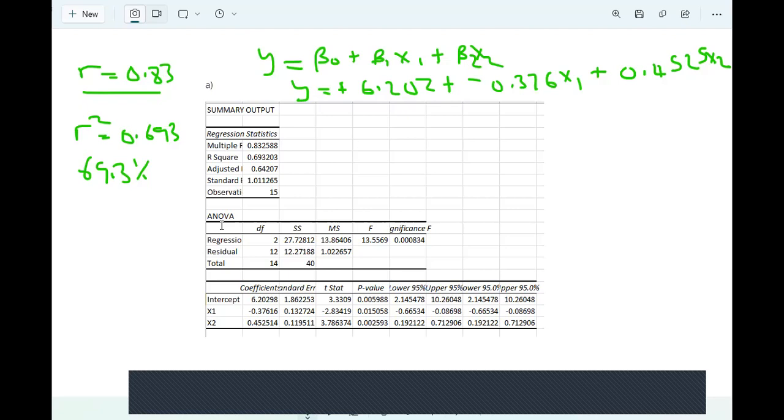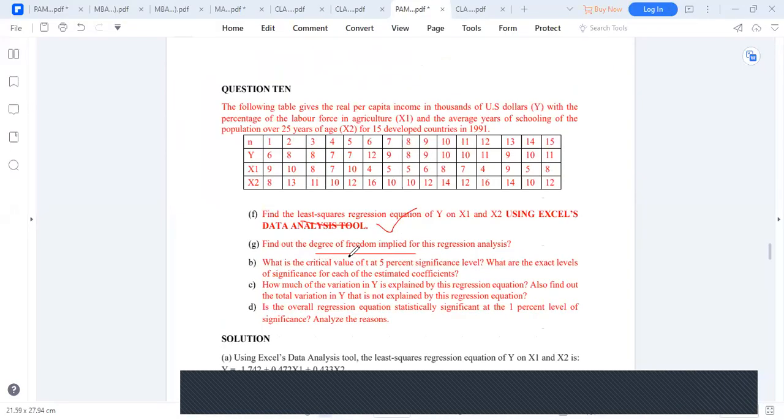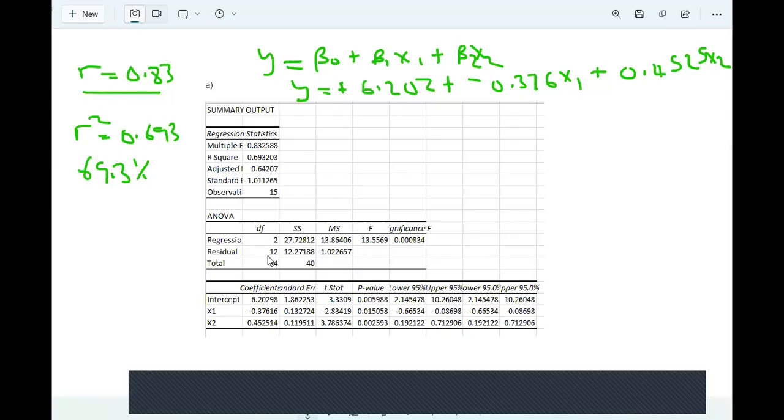Okay. So the question is, find out the degree of freedom implied for this regression analysis. From our output here, this is the degree of freedom. The degree of freedom for the regression is 2. So we have 2 variables, x and y. So this is our degree of freedom.